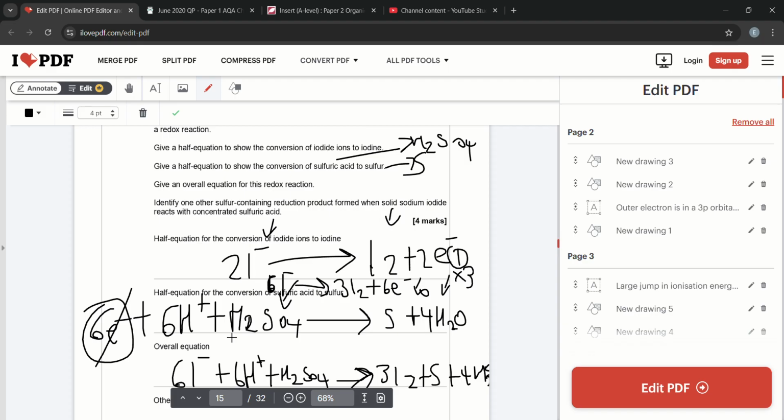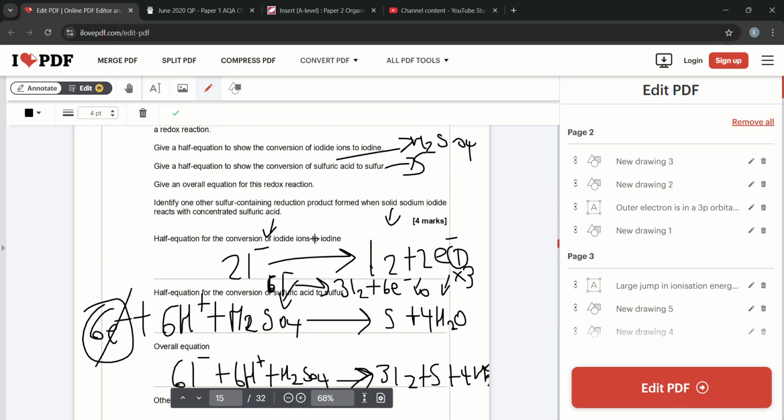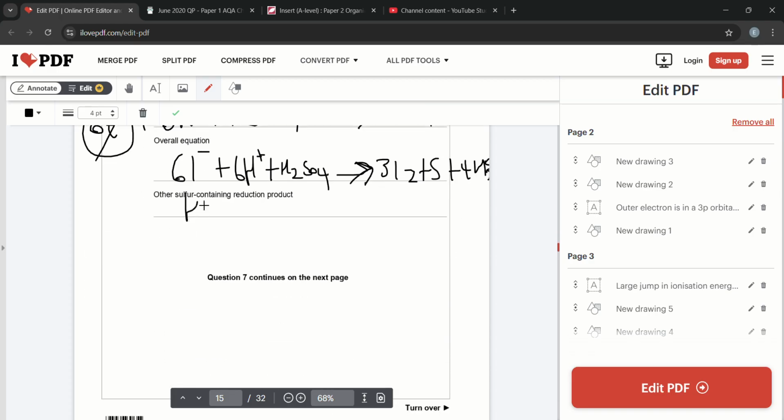Then the other sulfur containing reduction product. It's not a half equation, it wants us to identify one other sulfur containing reduction product formed when solid sodium iodide reacts with concentrated sulfuric acid. It is H2S. You need to know this as well, what is formed is H2S, hydrogen sulfide. So yeah, H2S.